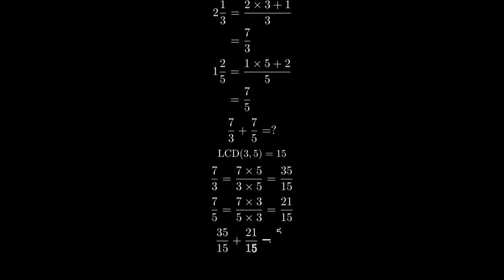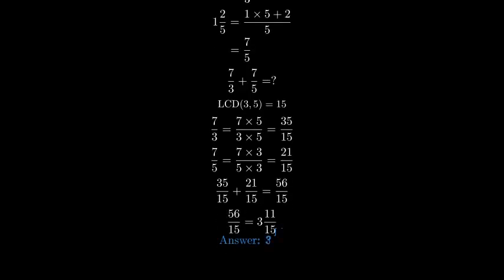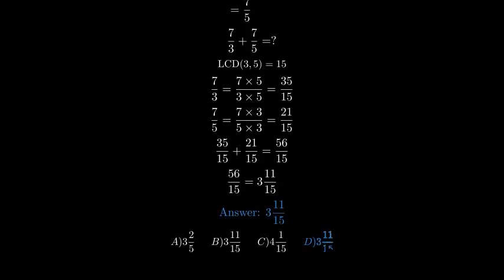Now we can add 35/15 plus 21/15 equals 56/15. To convert back to a mixed number, we divide 56 by 15. 56 divided by 15 equals 3, with a remainder of 11. So our answer is 3 and 11/15, which matches option D.